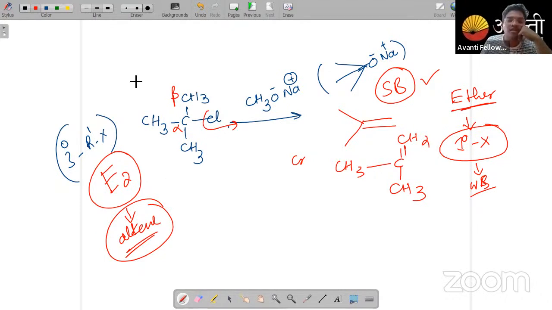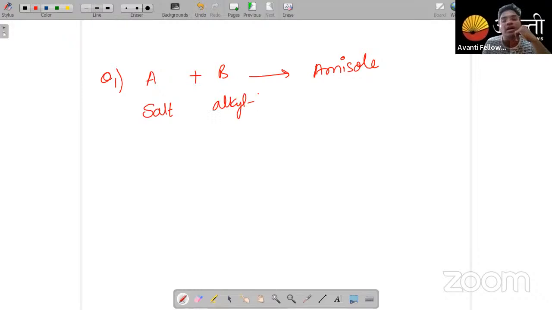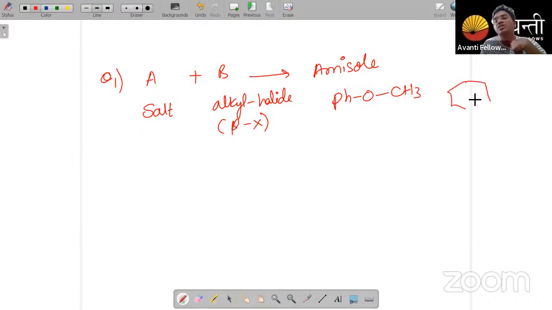Let's practice here. Let's see how many people can answer. A plus B is going to give you anisole, and you have to find what A is and what B is. The hint is given: this is a salt and this is an alkyl halide. The alkyl halide is RX. Anisole you already know, PhOCH3, that is methoxybenzene. We can also call it methoxybenzene.